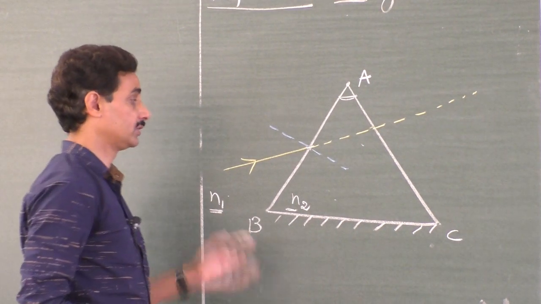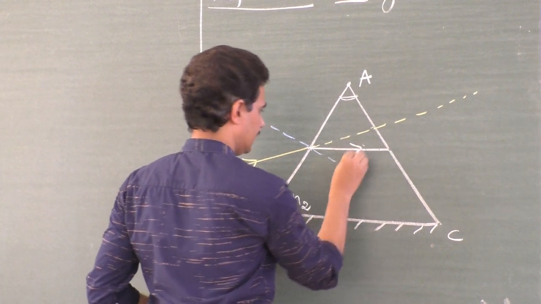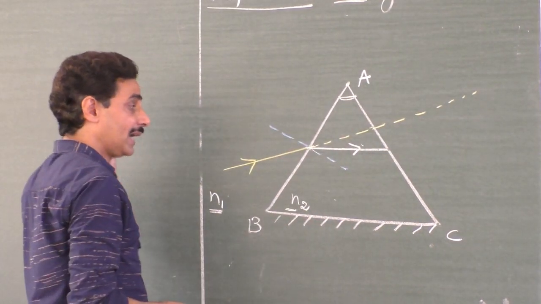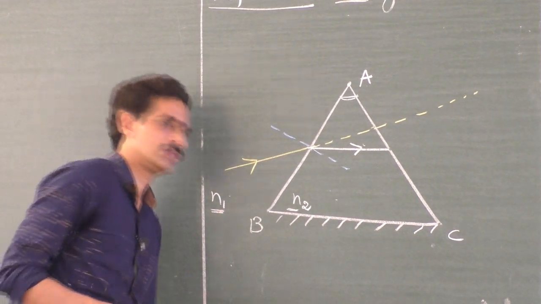Because of the prism, it has to bend towards the normal. That means it bends like this. Am I right? Arrow mark, very important. Now indicate the angle of incidence and angle of refraction. We have to stick to the definition, okay?